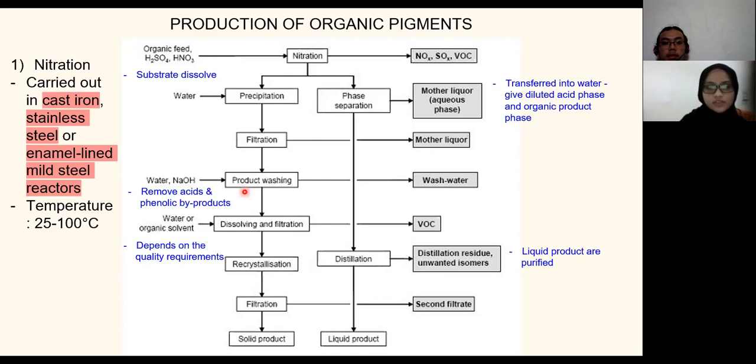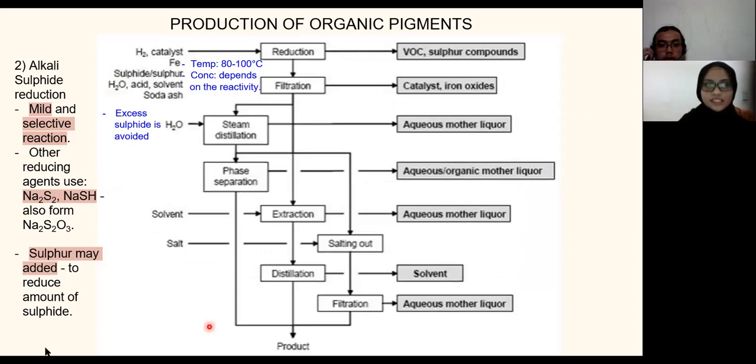After the nitration, the solid products are crystallized, where necessary by the addition of cool water. Next is filtration, and then the crude nitro aromatic product is washed with water and diluted sodium hydroxide to remove acid and phenolic byproducts. Depending on the quality requirement, recrystallization from water or organic solvent may be necessary. Isomerization is carried out within the crystallization, washing, or distillation step. Next, the next process of organic pigment is alkali sulfide reduction.